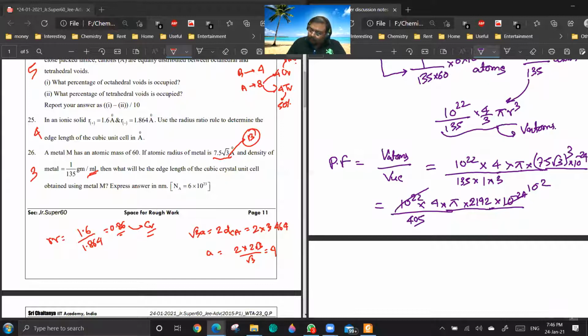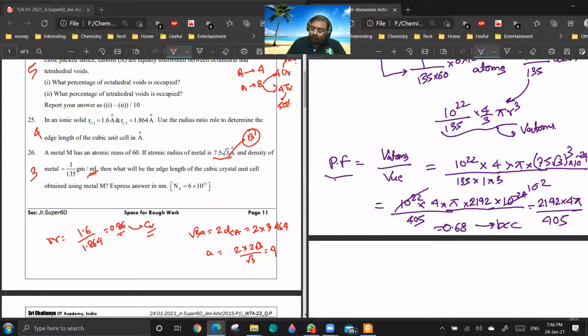Yes or no? So basically it will be equal to 21.92 into 4 pi divided by 405. Okay, so this will come out to be something like 0.68. This means if packing fraction is 0.68, this is BCC. Yes or no?